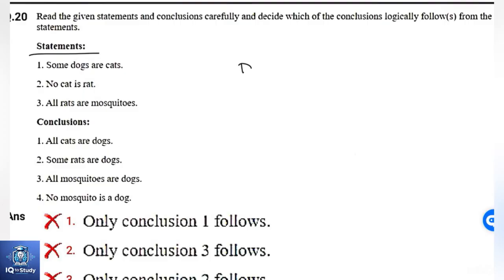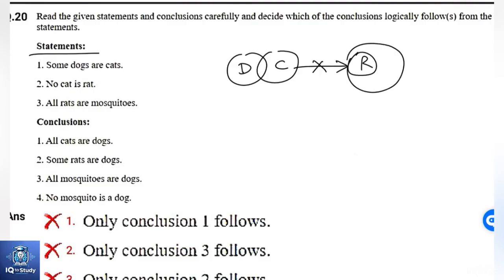Given statements are: some dogs are cats, no cat is a rat, and all rats are mosquitoes. Let's see the conclusions. Conclusion 1 is all cats are dogs.